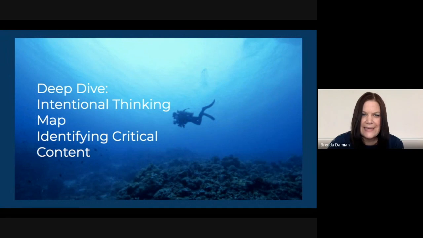Today, we're going to take a deep dive into the intentional thinking map, as well as the element of identifying critical content. And the reason we're going to take a deep dive into these 2 pieces is that the intentional thinking map is used in every observation. And the element of identifying critical content is the element that will be observed in every lesson. So because these are used every time that you are observed, we want to make sure we take a deep dive into these 2 pieces today.